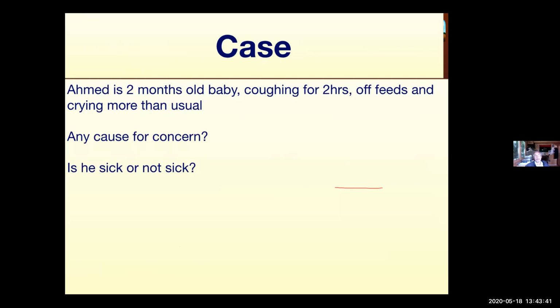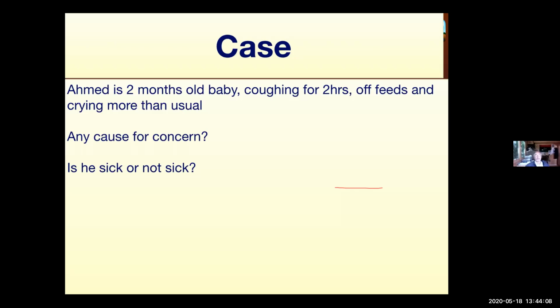Just another case. Ahmed is a 2 months old baby, coughing for 2 hours, off feeds, and crying more than usual. Any cause of concern? I just want you, between you and yourself, to think: are you concerned? If you're concerned, what is your concern here? I'll give you a pause for 10 seconds.